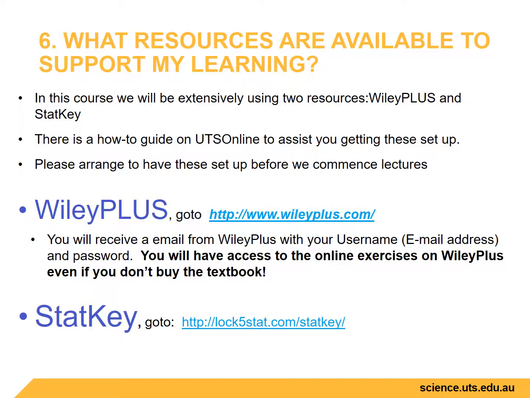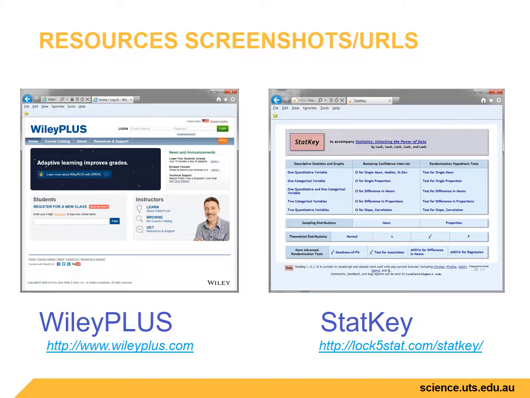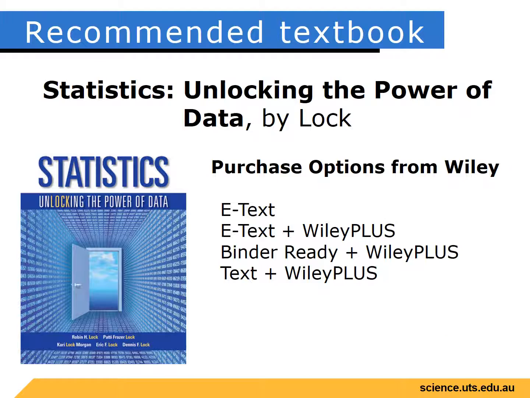Regarding Wiley+, you will receive an email from Wiley+ with your username and password shortly before term. This slide shows the typical screenshots of the home pages for both Wiley+ and StatKey. And this slide is a picture of the front cover of the textbook we'll be using in this course, Statistics: Unlocking the Power of Data by Lock and Lock. The recommended textbook is available from the Co-op bookshop, or you can buy it direct from Wiley.